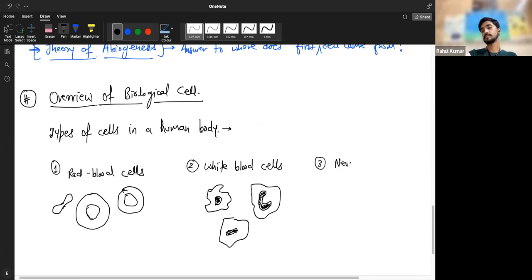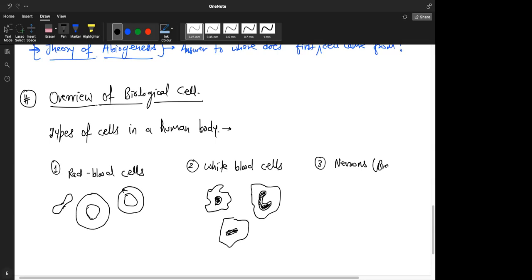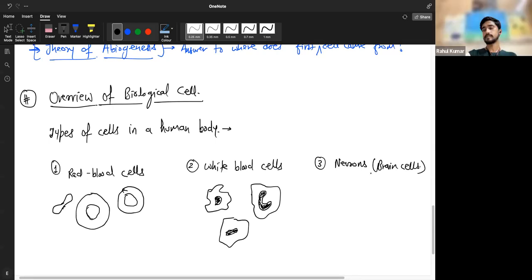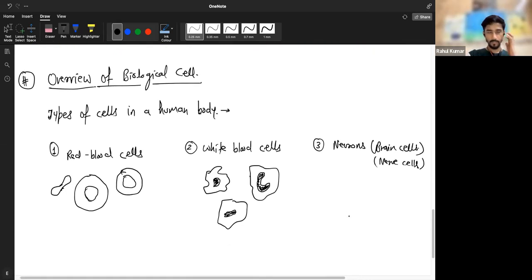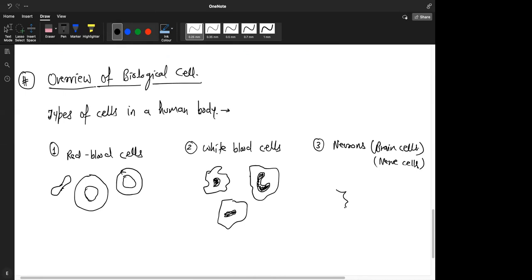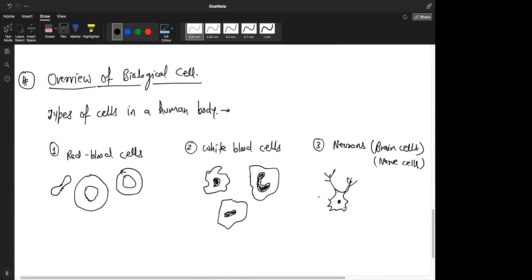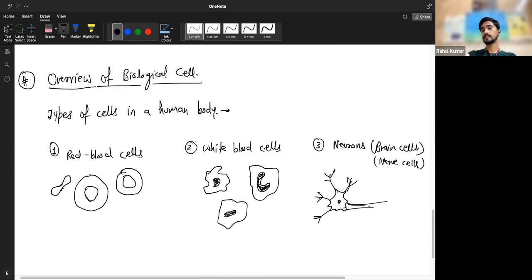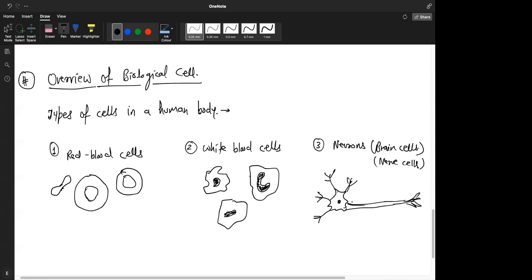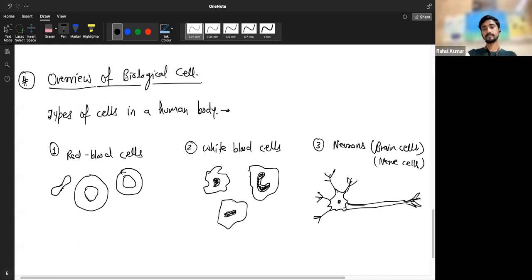Do you have neurons in your body? Yes. Brain nerve cells. Yes, sorry. You're right. Nerve cells. How do nerve cells look like? They have a cell body with a nucleus. And they have long projections, right? Dendrites. And they have a long axon, correct? Am I correct? Yes. This is how a neuron looks like. It's a long cell.